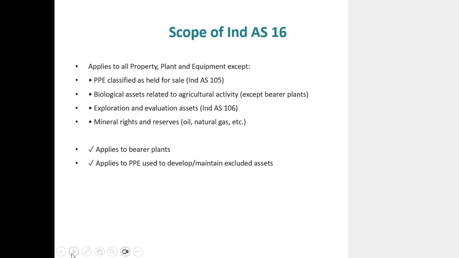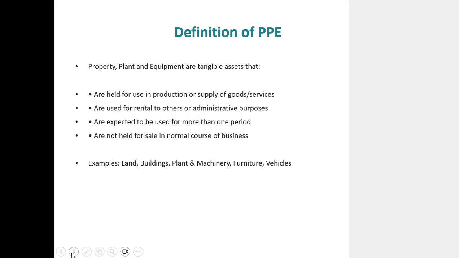The scope of IND AS 16 applies to all property, plant, and equipment except PPE classified as held for sale, biological assets related to agricultural activity except bearer plants, exploration and evaluation assets, mineral rights and reserves, oil, natural gas, etc. It applies to all bearer plants, and applies to PPE used to develop or maintain excluded assets.